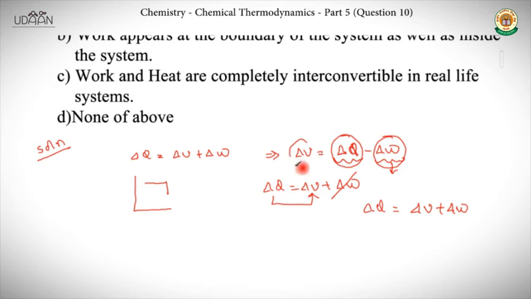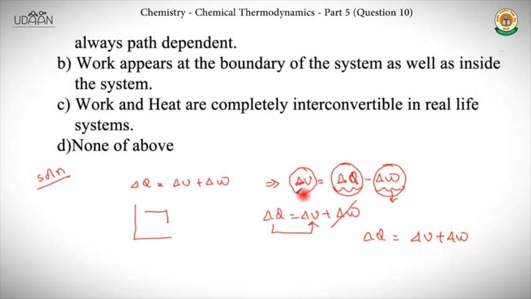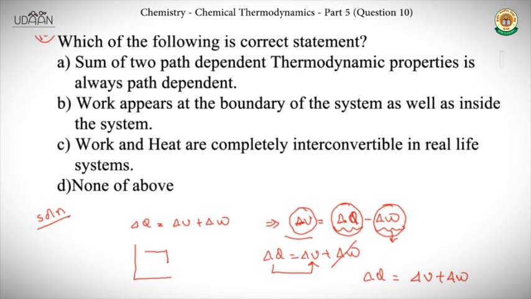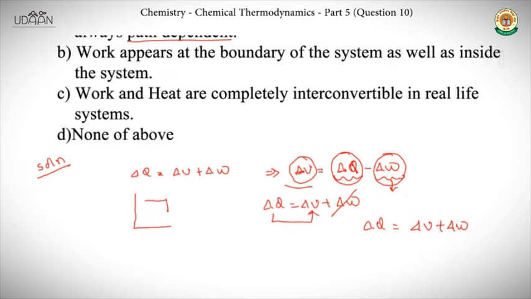And what do we know about internal energy, delta U? It is a state function, a state variable, since it doesn't depend upon how we reach that state. It depends only on the total energy in the system. So by adding two path functions, we are getting a state function. So option A is wrong. Here they clearly gave that by adding two path dependent thermodynamic properties, we get a path dependent function, which is not true as we saw. So it is wrong.